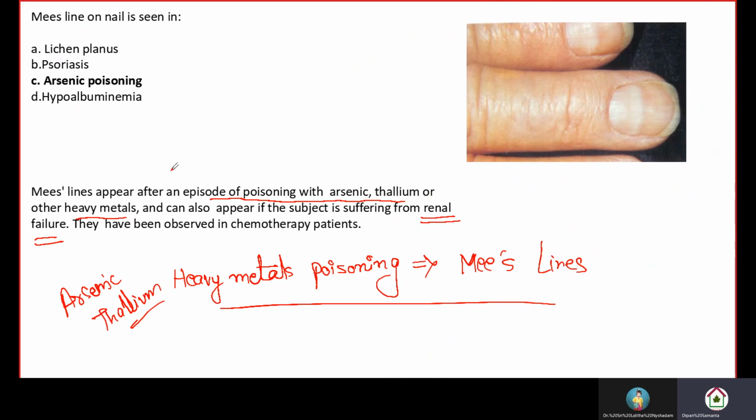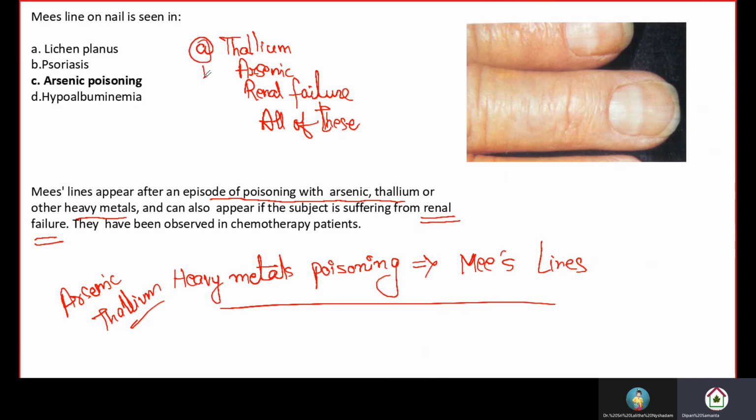If it is options like thallium poisoning, arsenic poisoning, renal failure, all of these. So Mees' lines on the nail are seen in arsenic poisoning, thallium poisoning, renal failure, all of these. And the answer will be all of these.